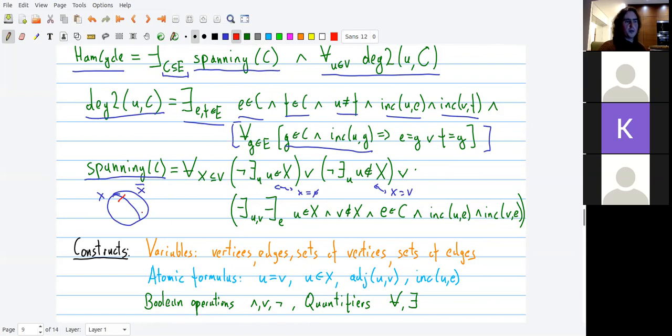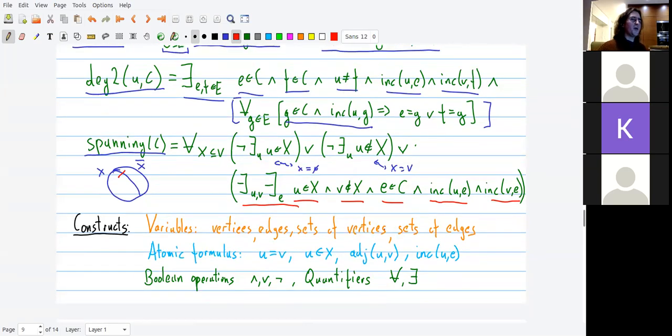However I partition the vertex set into X and the complement of X, I need to see an edge in the partition. And this is exactly what I write here. There exist two vertices and an edge. These two vertices should be the endpoints of this edge. They should be on opposite sides of the partition, and the edge itself must be from my subset of edges. So you see from those examples what I can do in MSO2.